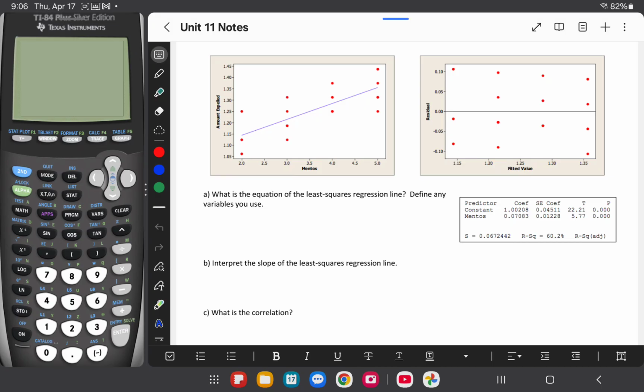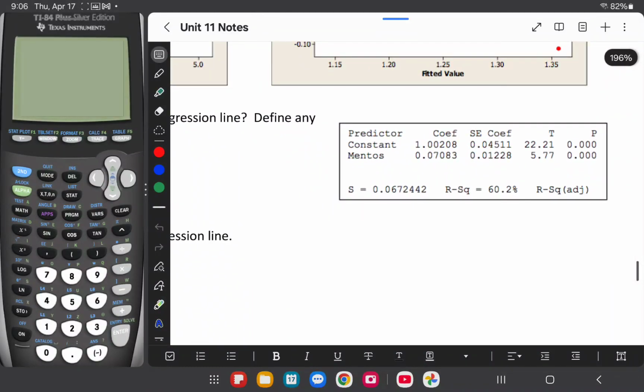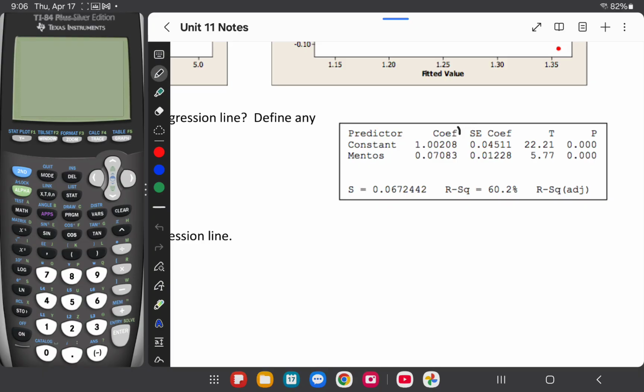What I can use is this computer output over here, which gives me a few different things. It tells me a couple of different predictors, one being a constant, the other being the Mentos. It gives me a coefficient, a standard error coefficient, a t, and a p. It also tells me what s, the standard deviation of the residuals, is. It tells me what the coefficient of determination, r squared, is, which is 60.2. And here is the part that we need to focus on for writing our line of best fit. It's going to be these coefficients in this first column. The rest of the information in this is going to be more useful for us in Unit 12 when we start to do inference for linear regression. For right now, we really don't need to do anything with the rest.